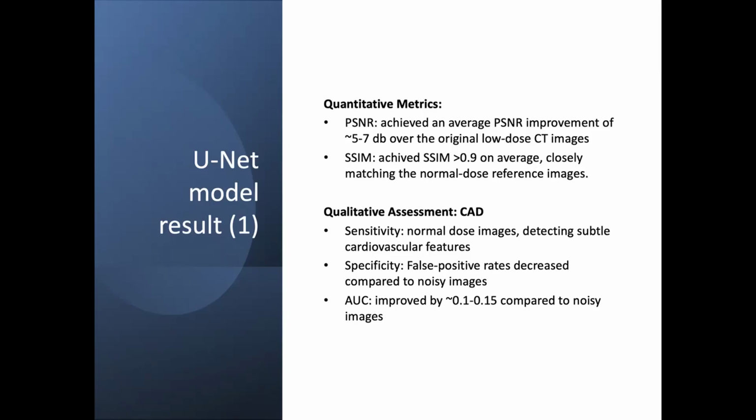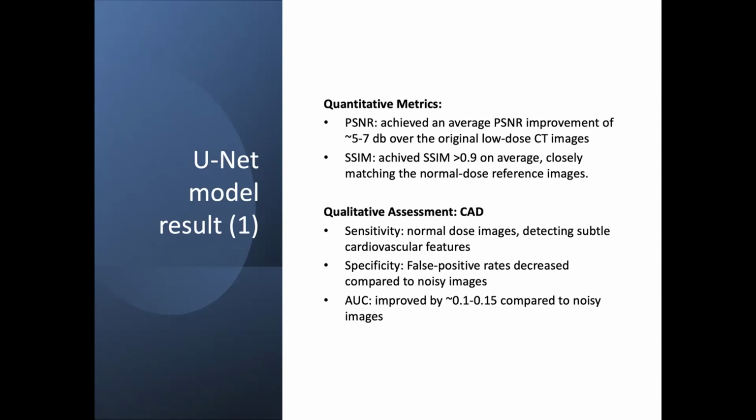A critical aspect in cardiovascular imaging, where small vessel and tissue detail must remain intact for accurate diagnosis. And then the structural similarity index, which is short for SSIM, also improved, with UNet achieving an SSIM score greater than 0.9 on average, closely matching the normal dose reference image. A high SSIM value indicates that UNet preserves fine cardiovascular structures such as coronary artery boundaries, myocardial wall integrity, and small vessel detail, and those features are essential for precise cardiovascular assessment.